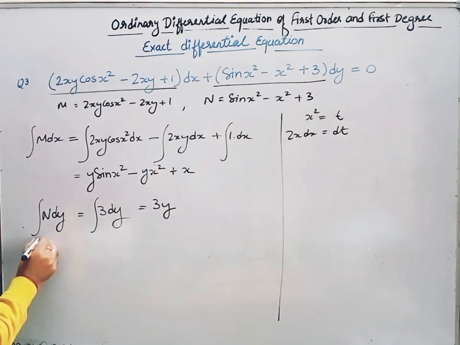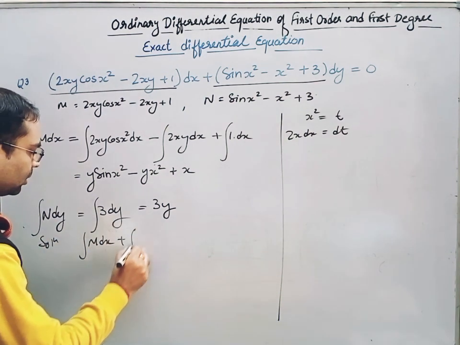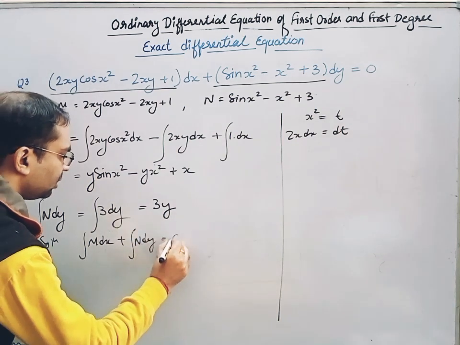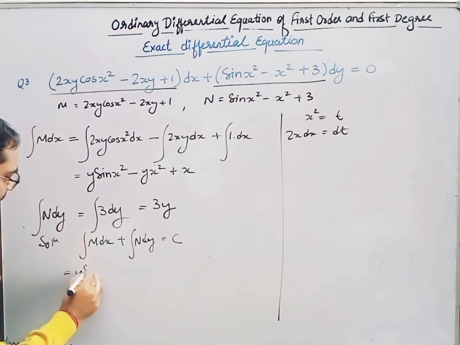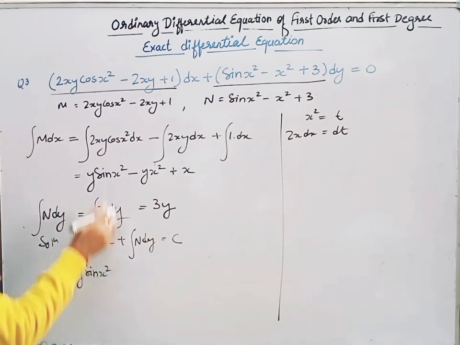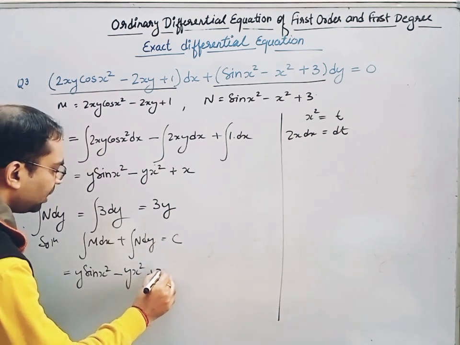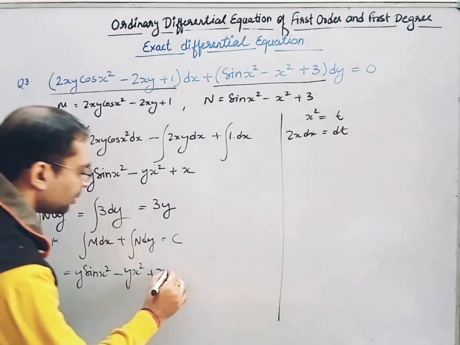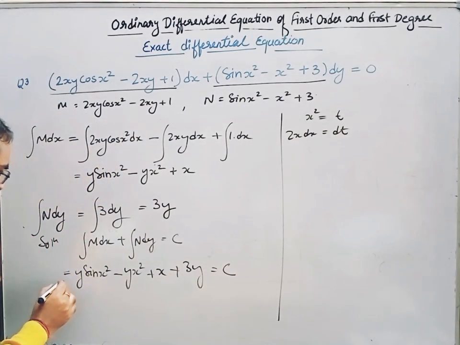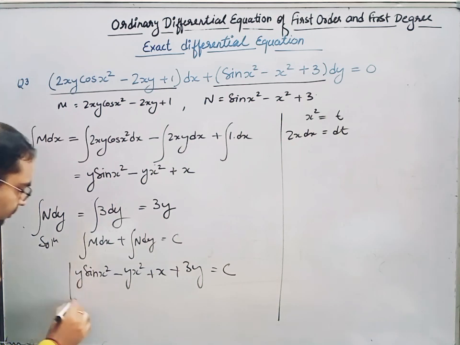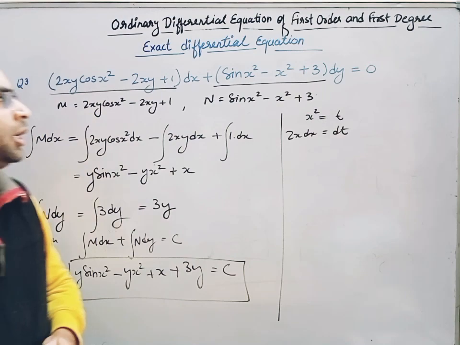So the solution is written as the integral of m dx plus the integral of n dy is equal to c, which will be y sine of x square minus y x square plus x, and then plus 3y equals a constant c. So this is the solution for the given exact differential equation.